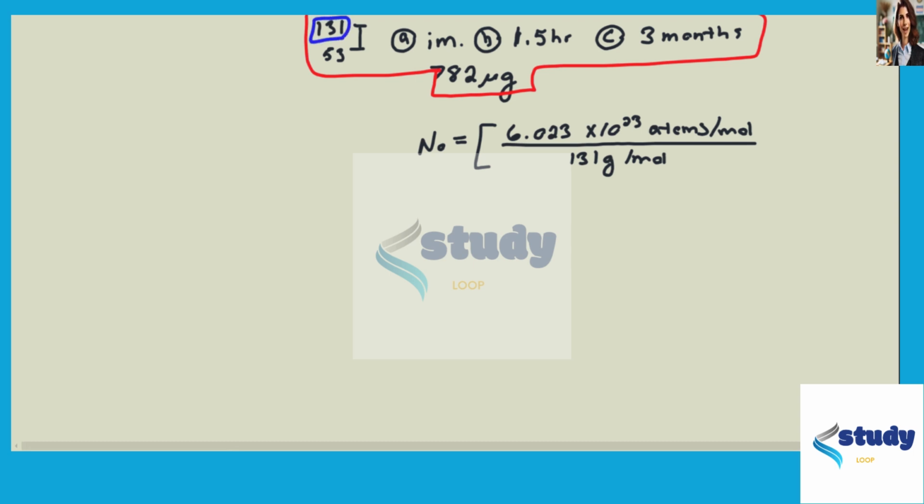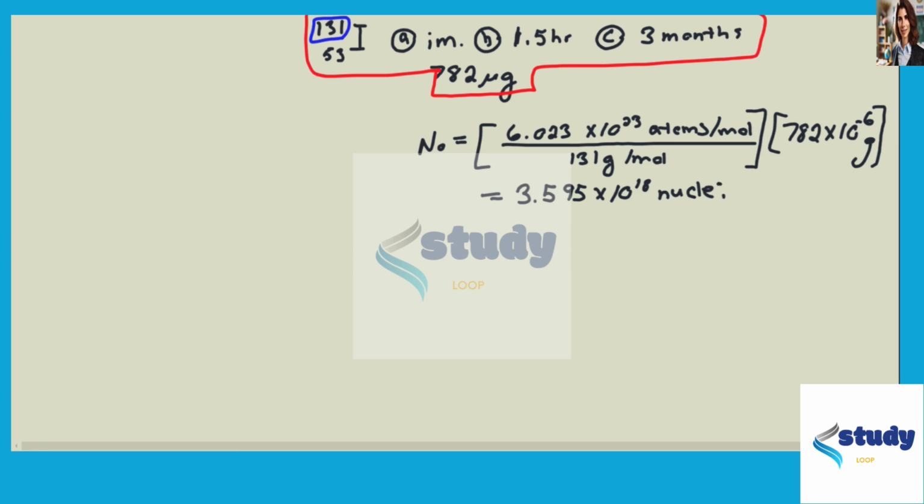Okay. And here you have your weight that you were given in micrograms. So we have 782, but we want it in grams, so it would be 10 to the negative 6 grams. Now remember mu, because some physics professors really like that symbol for some reason. And you get this for your N0: 3.595 times 10 to the 18th nuclei. Okay, and just remember that.